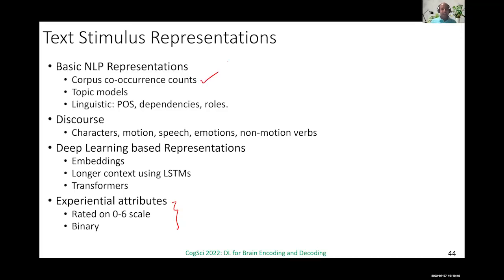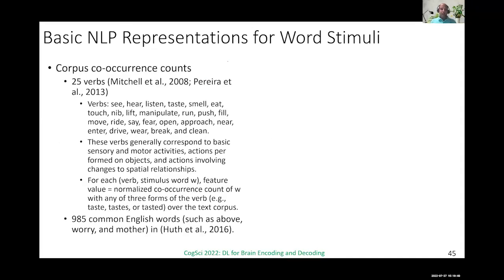So corpus co-occurrence counts. Now, these are data sets where words are the stimuli being presented to the subjects, and then people try to figure out co-occurrence counts of these words with other popular anchor words in some ways. These anchor words could be popular verbs. So there are these 25 popular verbs which were used. These verbs correspond to basic sensory and motor activities, or actions which can be done on objects, or actions which involve spatial relationships. So words that can correlate with the way we think. And that is why these folks use this vocabulary of 25 verbs.